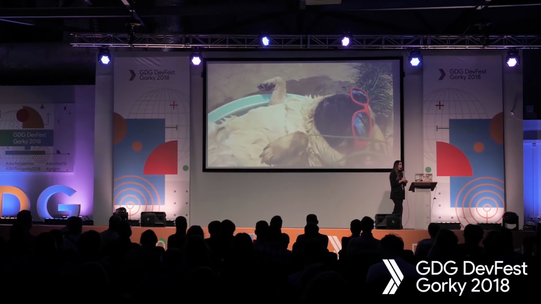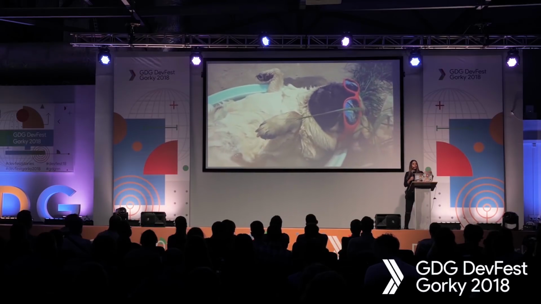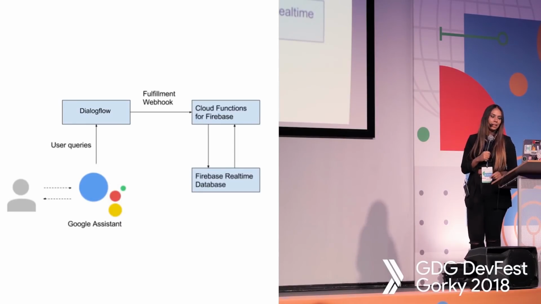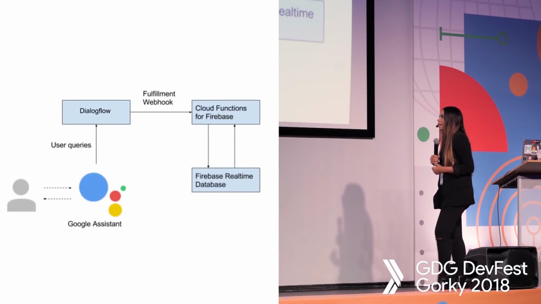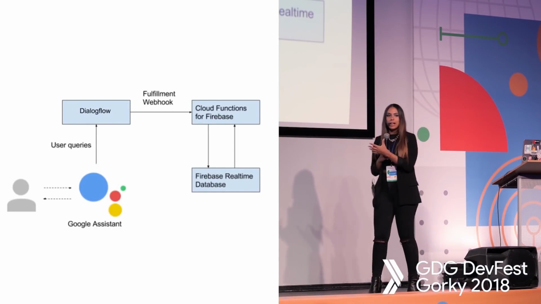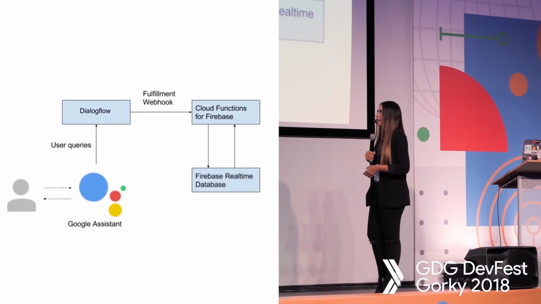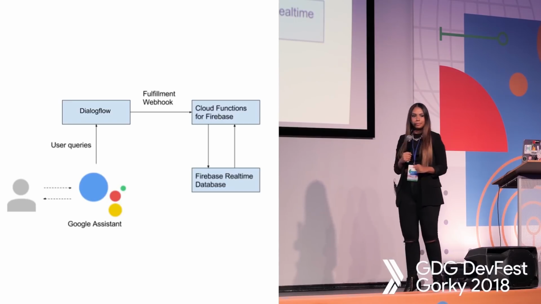So to have more time and have fun, we can use Firebase with the Google Assistant. How is it going to work? Basically, we're going to have the Google Assistant, right? We're going to ask something like, what is your favorite color?